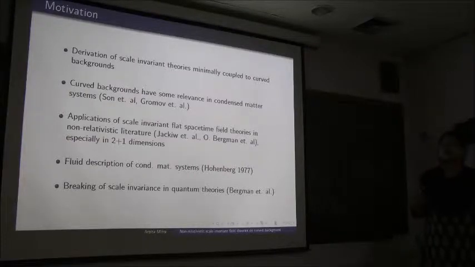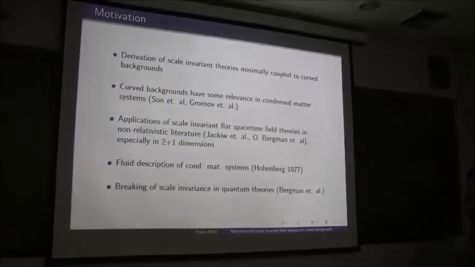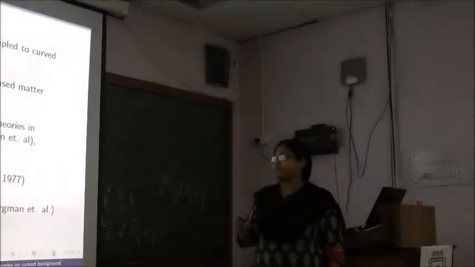It is also discussed that systems with critical points have a hydrodynamic description, which can be used in a fluid-gravity correspondence or in the description of a condensed matter system, which was first discussed by Hohenberg in 1977, who said that the transport coefficients at a critical point can be determined by the temperature dependence, which maintains scale invariance.